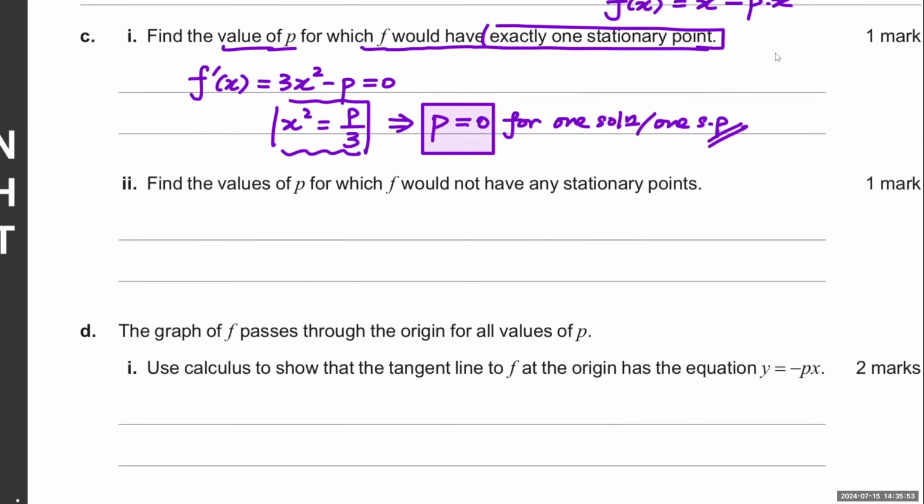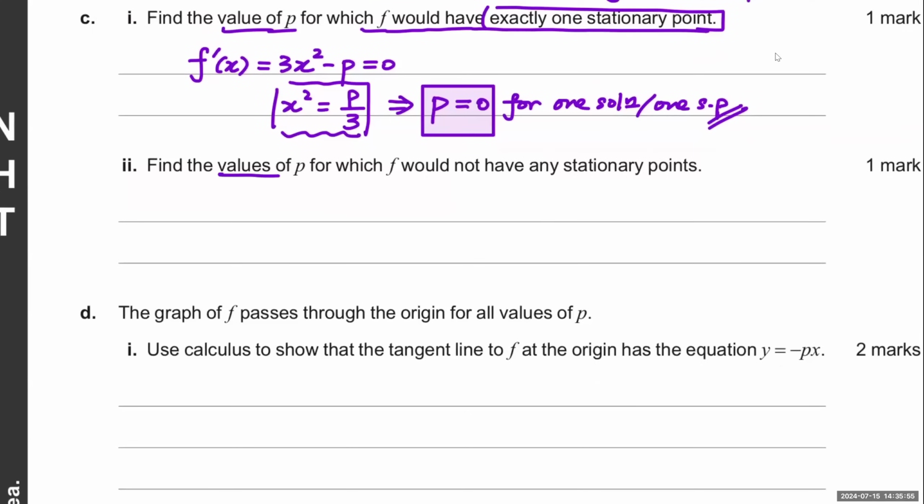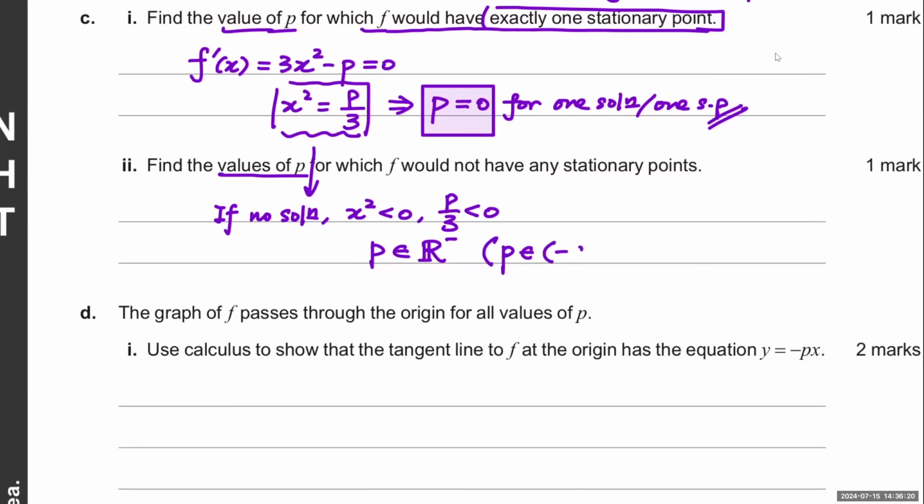All right, find the values of p for which f would not have any stationary point. So if there is no solution, x squared must be less than 0, which means your p over 3 must also be less than 0. So therefore, I would say p is any negative real number, or you could say p is an element of negative infinity to 0, but not including 0, okay? For no solution.